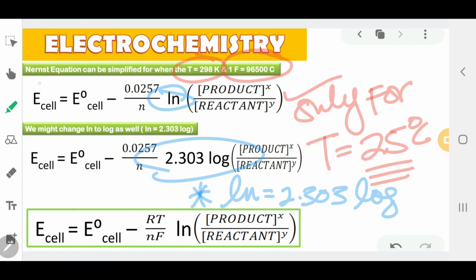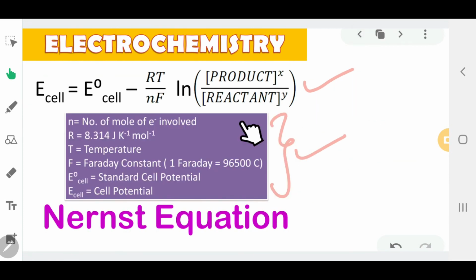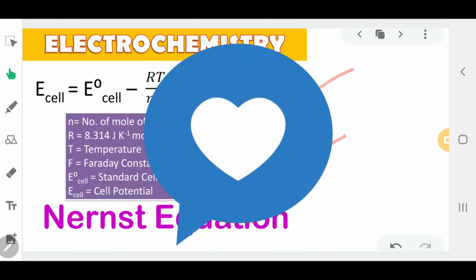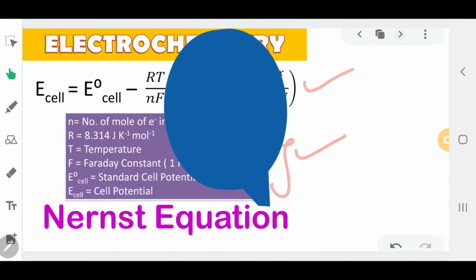Therefore, I would highly suggest that you try to memorize the simplified Nernst equation for the temperature of 25 degrees Celsius, and remember the real Nernst equation, the full Nernst equation, so that when the question gives you a different temperature, you would be able to answer that question correctly.